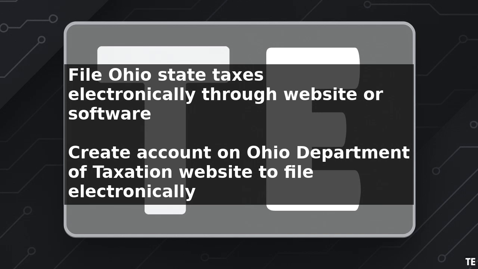If you choose to file by mail, you will need to download and print the necessary tax forms from the Ohio Department of Taxation website, or pick them up from a local library or tax office. You will then need to fill out the forms by hand and mail them to the Ohio Department of Taxation.